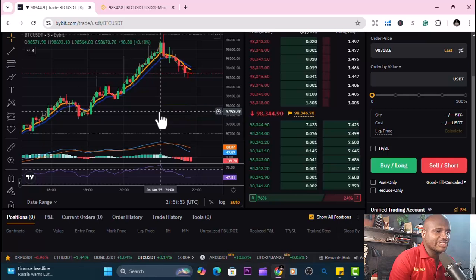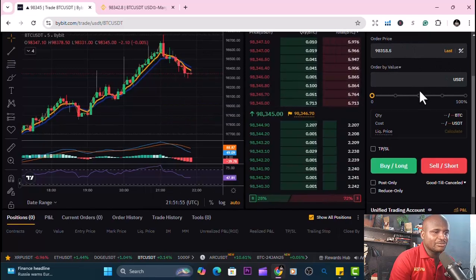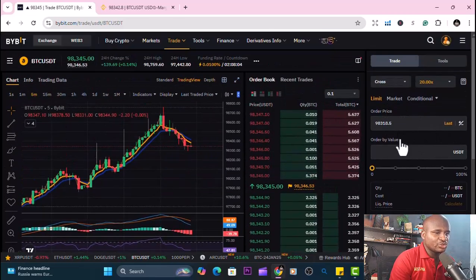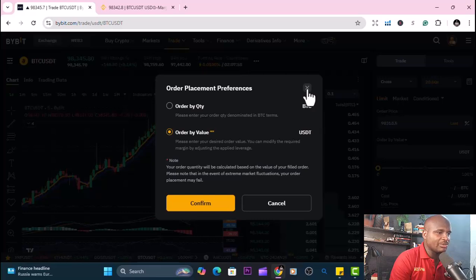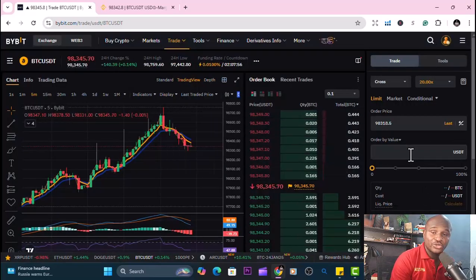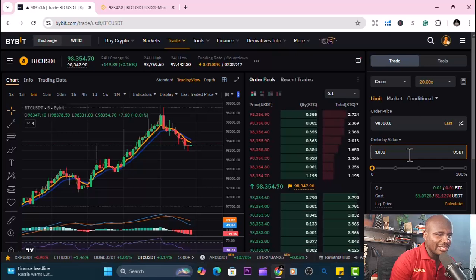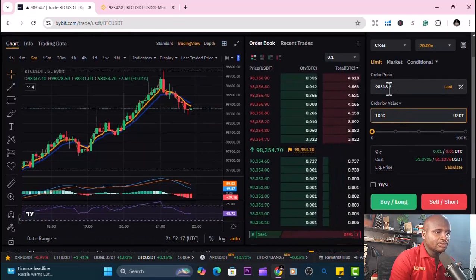So what you do is go to the limit order side. They say order by value or order by quantity. The value is very important, so just order by value, because your money is in dollars. So you are going to order maybe $100 or $1,000. But you see here, order price.